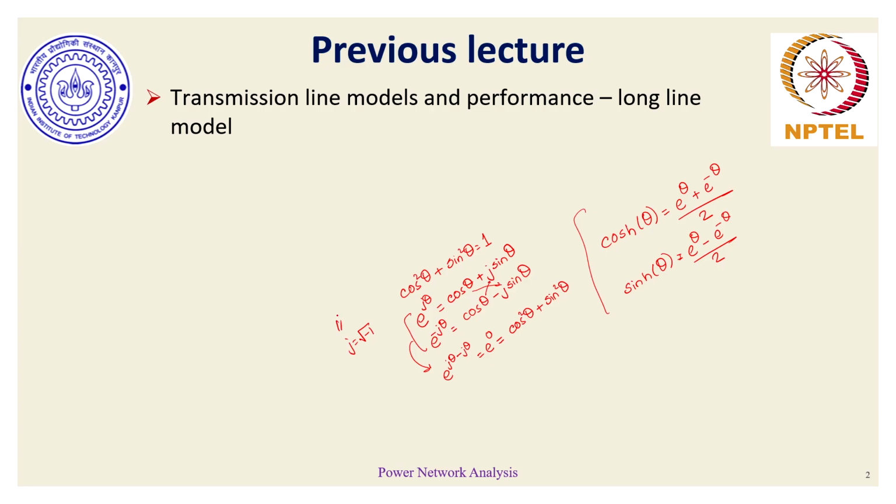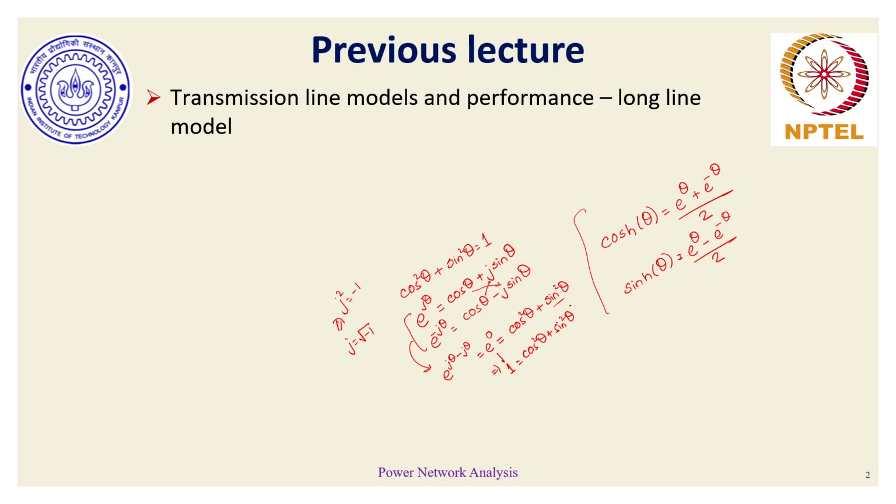And we also know that j square is nothing but minus 1. So, that is how we get our sin square theta here. Since e to the power 0 is 1, so cos square theta plus sin square theta, irrespective of the value of theta, is always equal to 1.